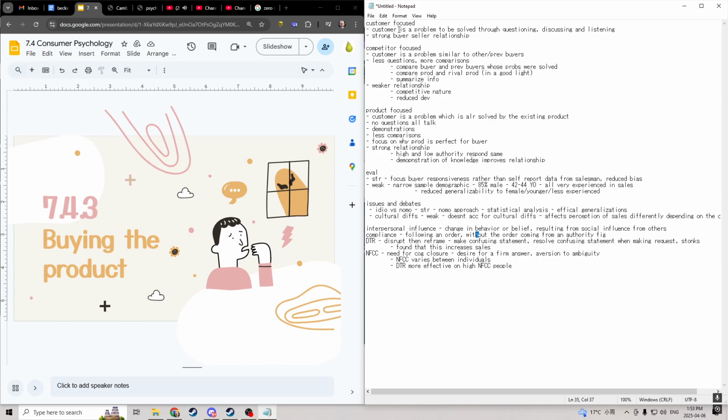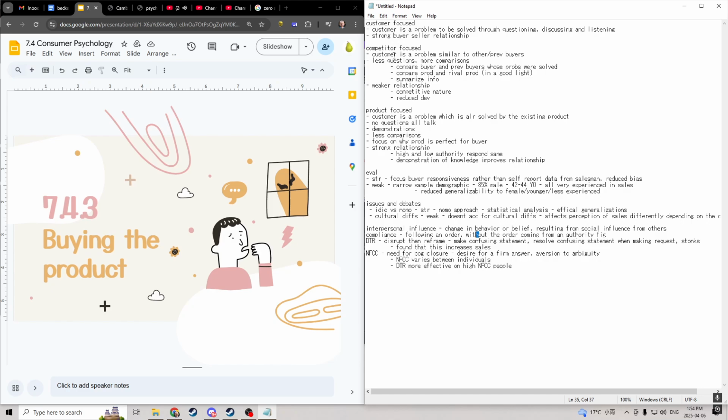So customer-focused techniques. The customer is a problem to be solved through questioning, discussing, and listening. Active listening, discussing with the person, asking lots of questions, figuring out what their individual needs are, to figure out how to fix their problem the best, what product to give them to fix their problem the best, right? That's the sales technique. And this fosters a strong buyer-seller relationship for obvious reasons.